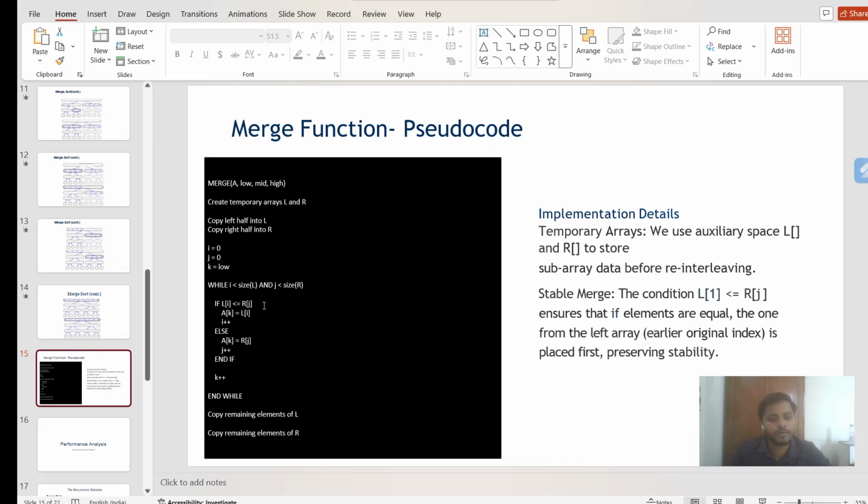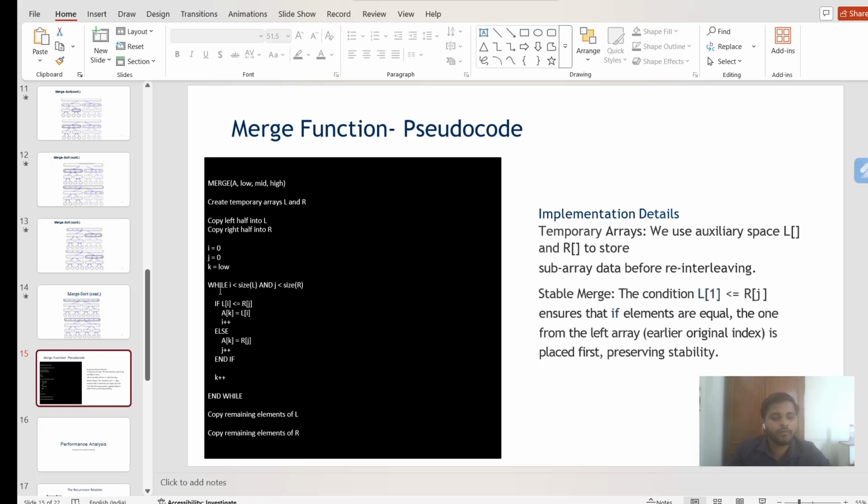Now until i is less than size of the left array and j is less than the size of the right array, I am going to perform a merge procedure. If my left element which is present in the left half is less than or equals to the element which is present in the right half, then I am going to place the left half element into my original array A, and I am going to increment my i pointer. Similarly, if this is not the case, I am going to place my right half element into the array, and I am going to increment my j pointer, j plus plus.